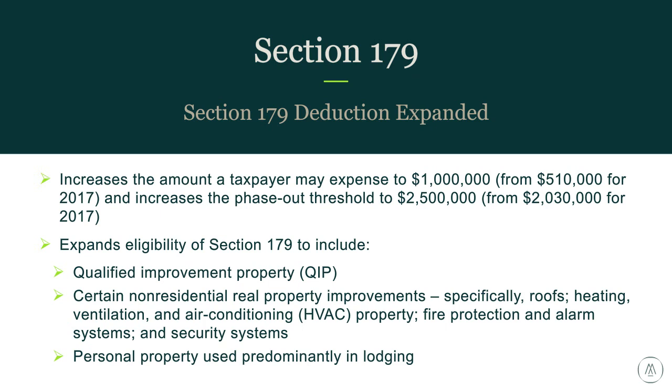Under the new tax reform law, those limitations have increased. So now the maximum 179 deduction in 2018 going forward is $1 million, and that $1 million starts to get phased out if you put qualified property in service over $2.5 million. Additionally, the definition of property that qualifies for Section 179 was expanded to include qualified improvement property, which we'll define more on the next slide, but also certain non-residential real property improvements, such as roofs, heating and ventilation property, or fire alarm and security systems.